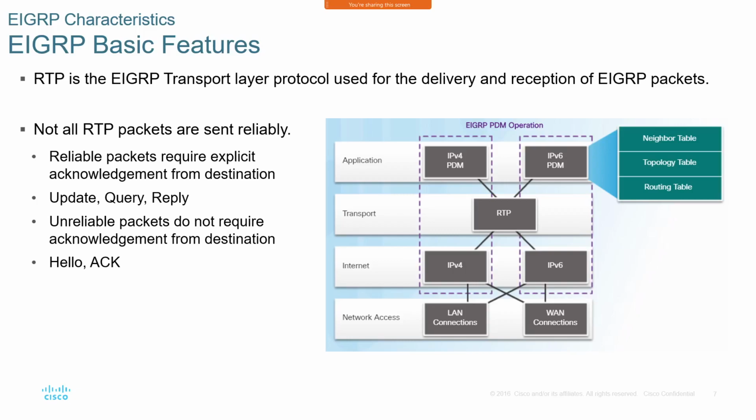Now, all the other packets, the update, the query, the reply, and we're going to talk about each one of these packet types in a few slides, they all require an acknowledgement. So if you send an update to another router, you expect to receive an acknowledgement from the other router saying that it has received the information.